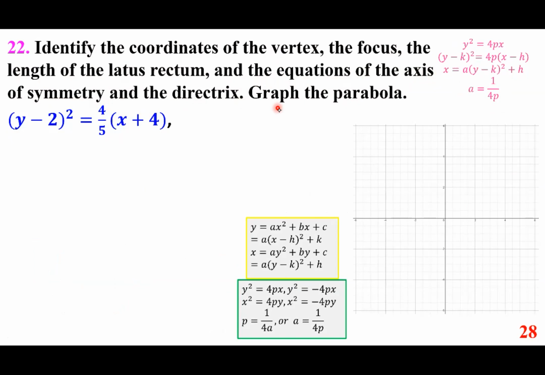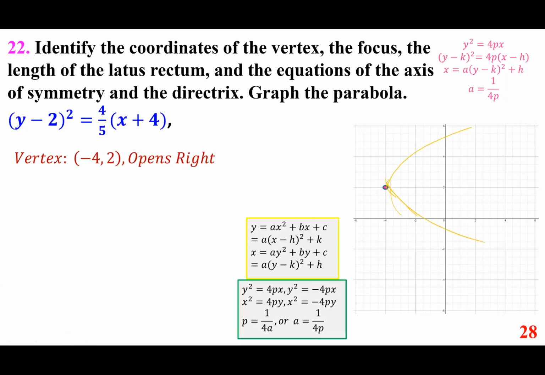So let's first and foremost draw the vertex located at -4 and +2. The reason we know it opens to the right is that this is a quadratic with respect to y, so it opens either to the right or left. And because it has a positive value, you don't see a negative one, we know it opens to the right. What I want you to notice is that the vertex is located at this point. If I were to graph it roughly, and this is not good, the graph looks like this.